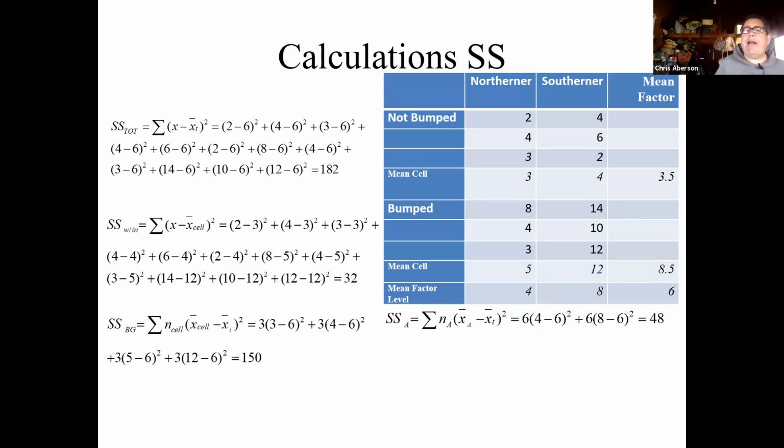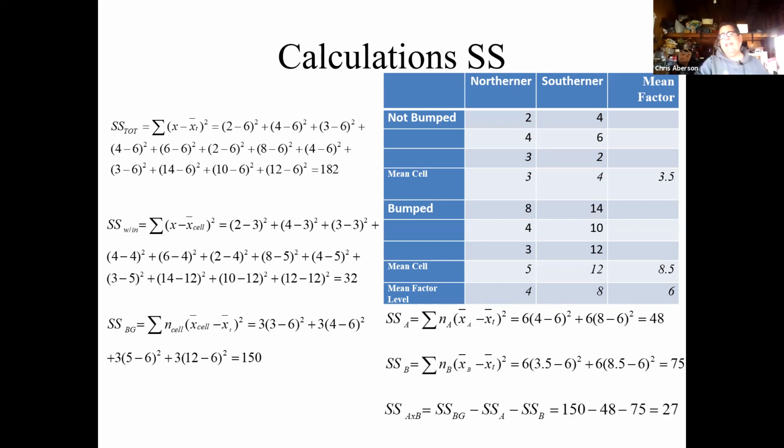Then we get to sums of square A. So we've got the overall mean for northerners. Overall, they scored a mean of 4. The overall mean for southerners, overall, they scored a mean of 8. We subtract each of those from the grand mean, square it, and then multiply by the number of people in those levels. Same thing for B, just using the 3.5 and 8.5 means instead. And then the interaction by subtraction. And the A and the B and the interaction, of course, should add up to the sums of square between.